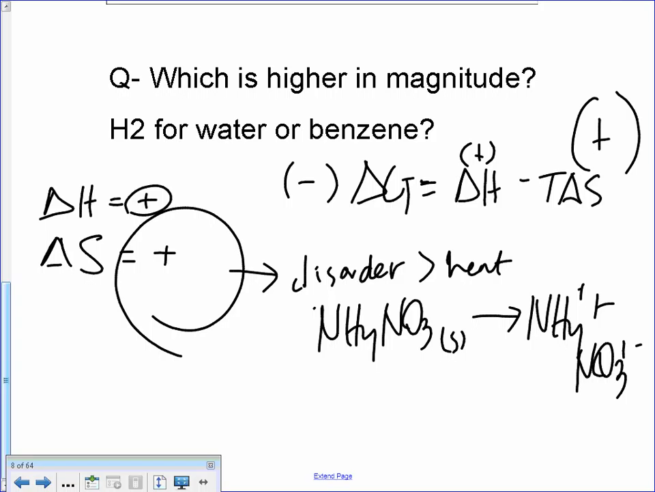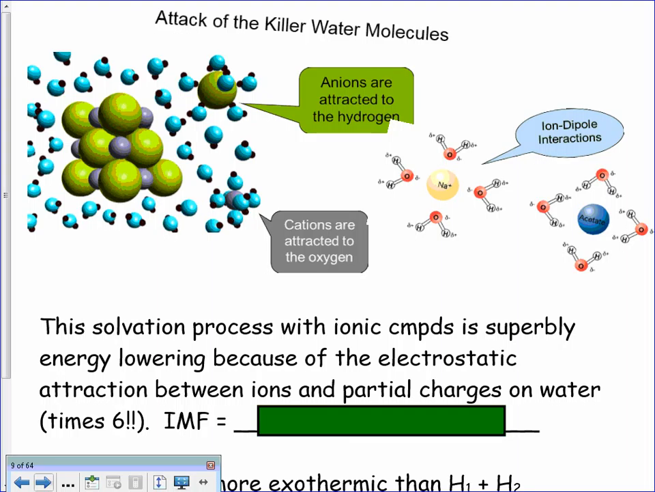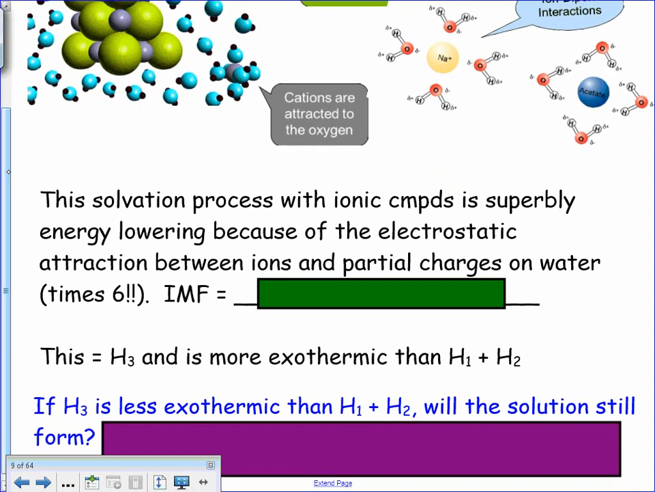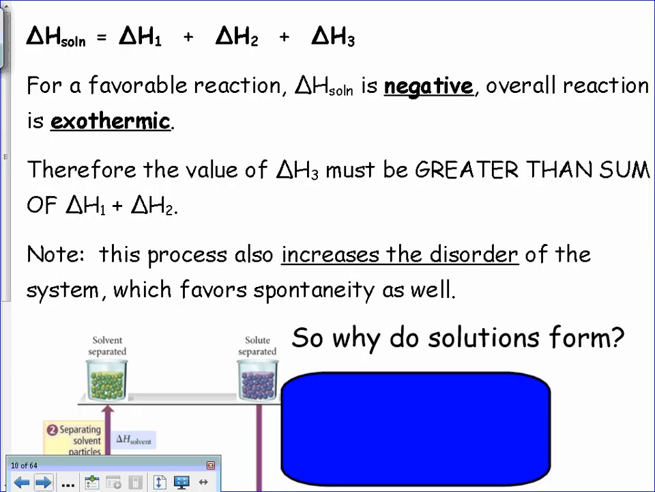Good. What time is it? Okay. So, attack of the water molecules. You guys can see how this works. Water molecules attack. And I want you guys to tell me, based on the picture, based on what you know, what is the IMF that's interacting, that's allowing for that process to form? Ion dipoles, right? So ion dipoles is the one that's more significant than hydrogen bonding. And then we just talked about that.